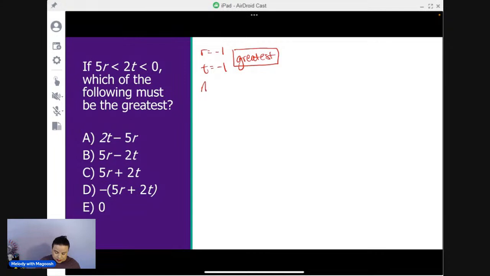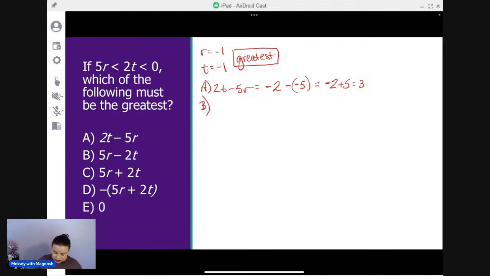Answer choice A, 2t minus 5r. 2 times negative 1 is negative 2, minus 5 times negative 1 is negative 5. Careful there. Subtracting a negative is the same as adding. So negative 2 minus negative 5 equals negative 2 plus 5, and that equals 3. So far, can we tell if this is the greatest? Absolutely not. We're just going to have to compare it with the other answer choices, and that's okay.